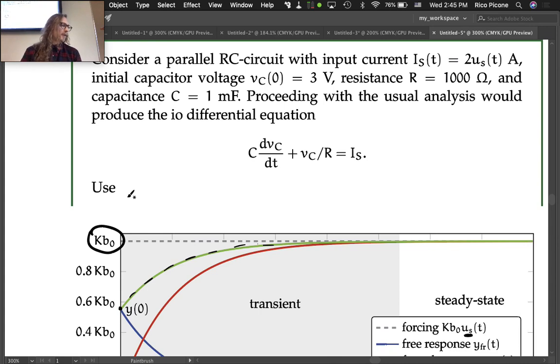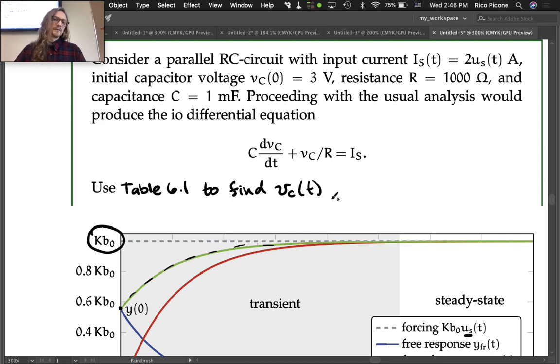I didn't get a chance to recompile, I added this, but use the table, Table 6.1, to find the output, to find VC of t. Okay, so that's our problem.